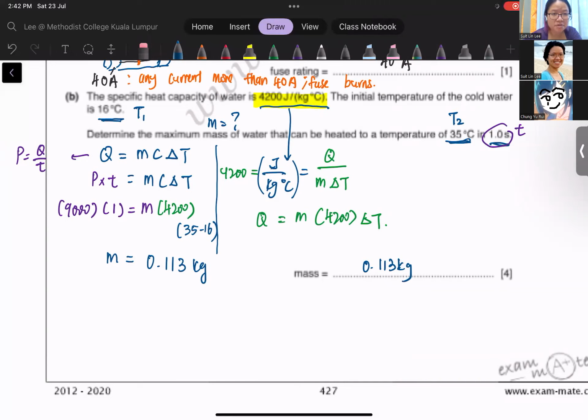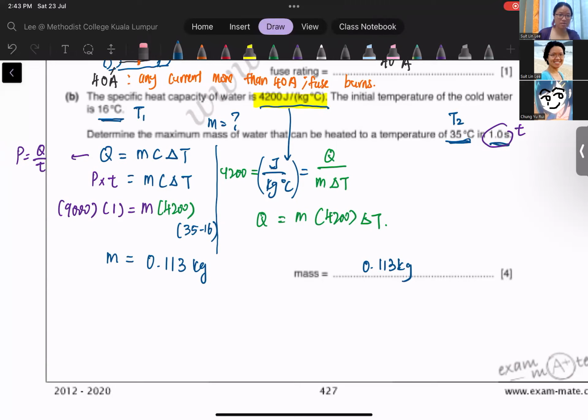What do you think about this water heater? No comment, TBH. So 1 second, you only get like 100 grams of water. That's like 100 milliliter. So in 1 second, your shower can only heat up this much water. Not enough. The comment is not enough. I need a more powerful one.